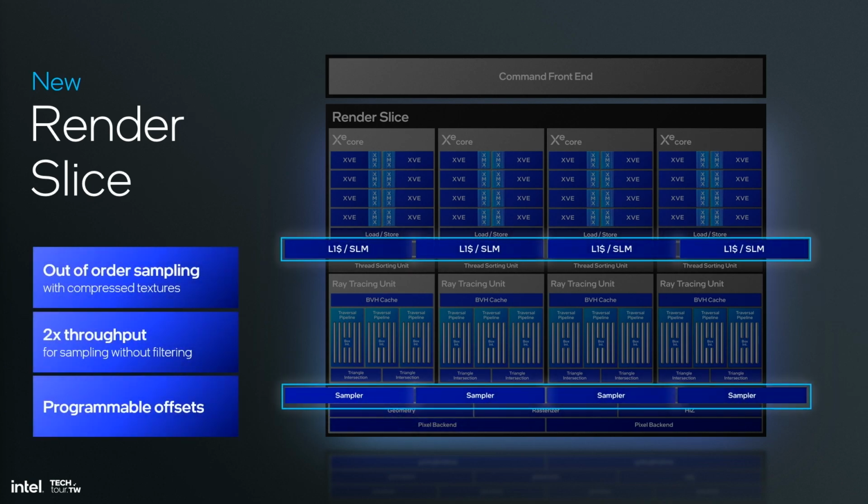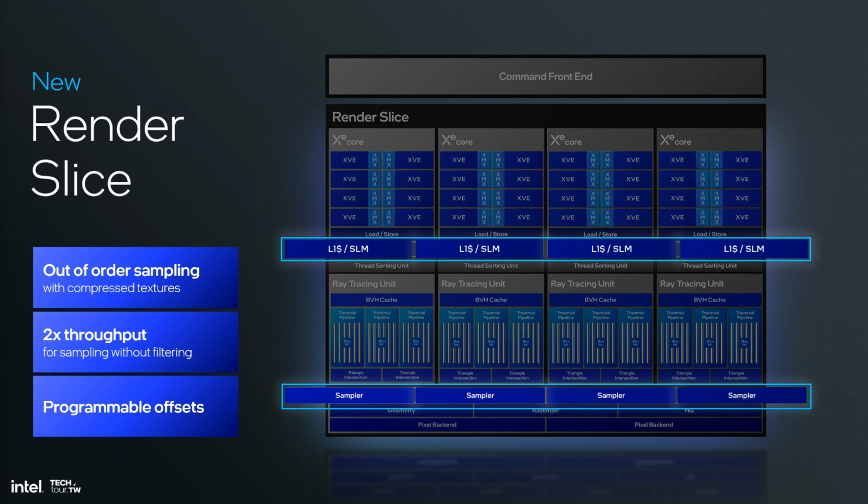Okay, if you dive into the next block, we've got out-of-order sampling in Xe2 with compressed textures. That is a very, very important technique. As you know, games have these gigantic multi-gigabyte textures that are mapping trees and forests and hills. So we compress those, and they go into our cache compressed. So we need to be able to sample out of order, and that's a new feature for Xe2. We support 2x the throughput on a sampler read, and we support programmable offsets.